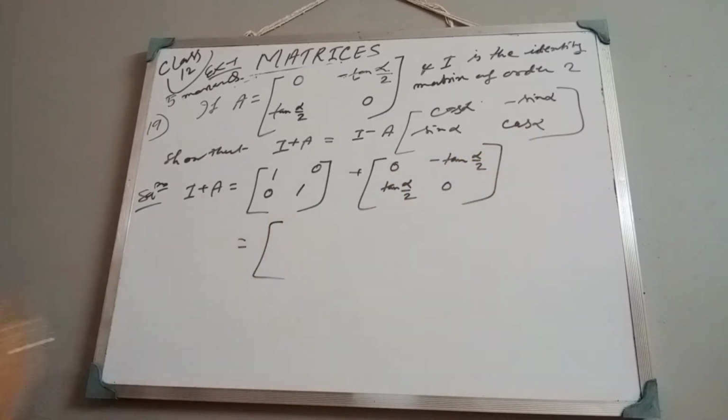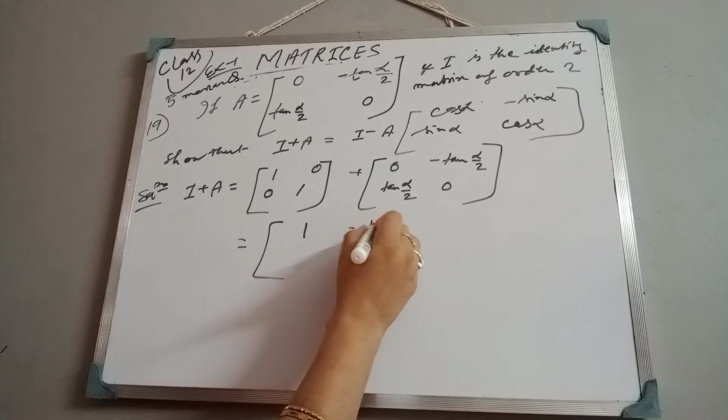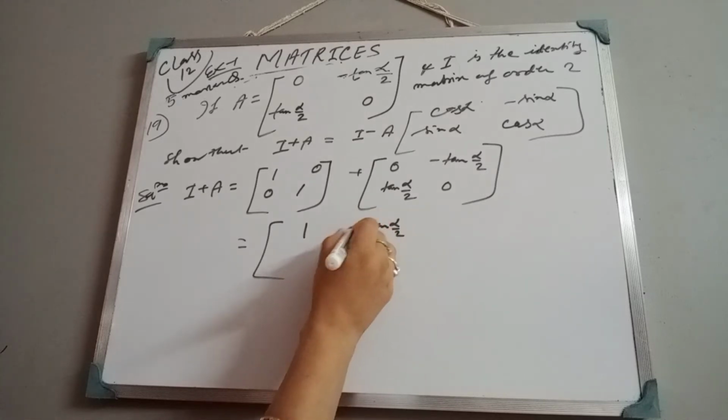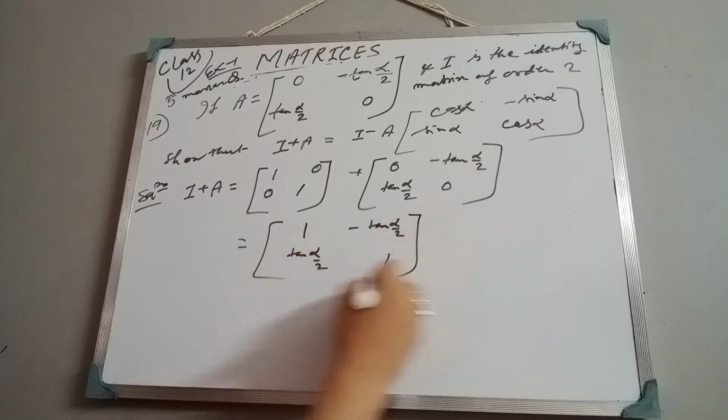Okay. Add these two. Corresponding elements will be added. It's very simple. So it is coming 1 and this is minus tan alpha by 2 and this is tan alpha by 2 and this is only 1.